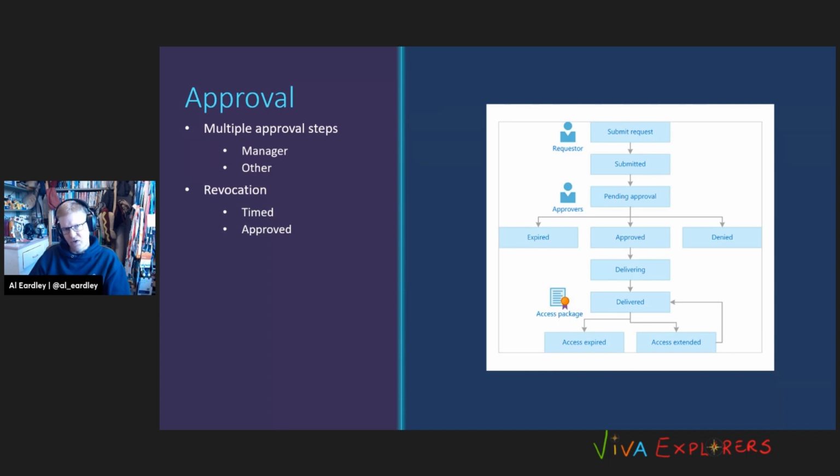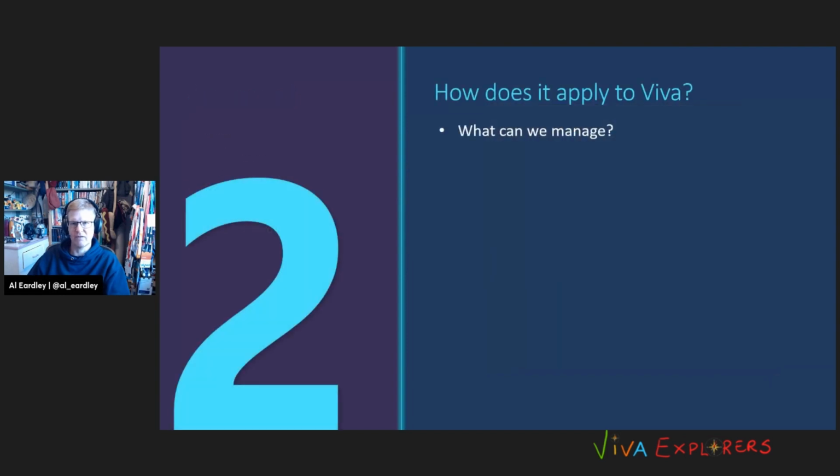So the ability to have this lifecycle management around the allocation of permissions is really powerful, because it gives us accountability in the approval process, and it also gives us an audit trail that we can check for when people had access and when it was revoked as well. So the concept is relatively straightforward. So how does this apply to Viva?